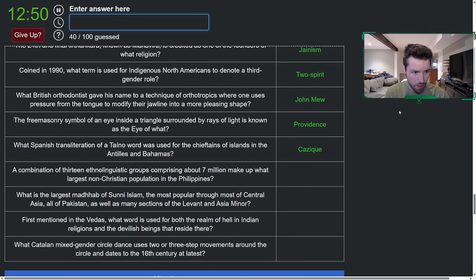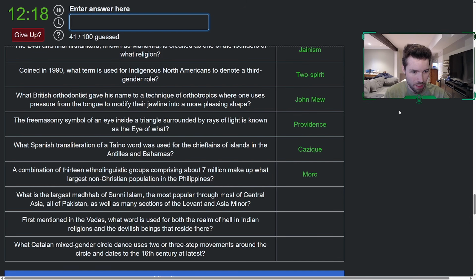That's hard. A combination of 13 ethno-linguistic groups comprising about 7 million make up what largest non-Christian population in the Philippines? Is this like the Muslims in Mindanao? I don't know what we want here, though. What largest non-Christian population in the Philippines? I don't know. Mindanao Muslims, like Bangsamoro. It gives me Bangsamoro. Okay, it's just Moro, apparently, but let's go.